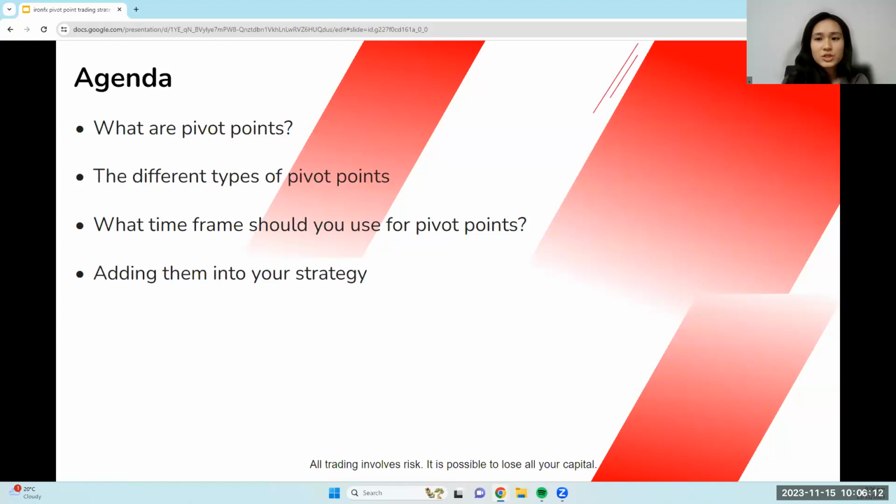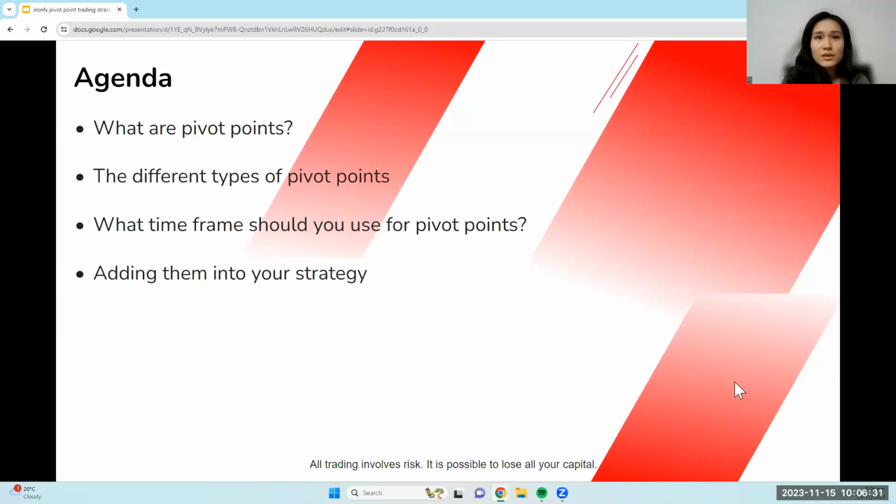So here's our agenda for today. Firstly, we're going to be looking at what exactly are pivot points, followed by what time frames you should use, and then the different types as well, and adding them into your strategy.